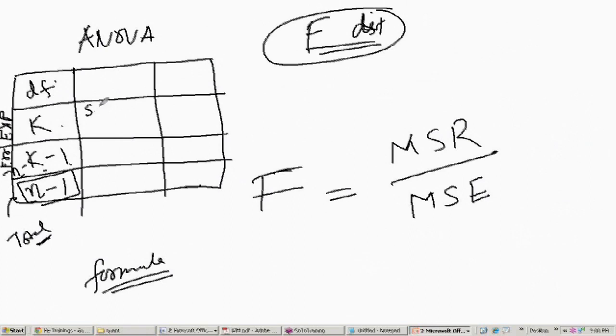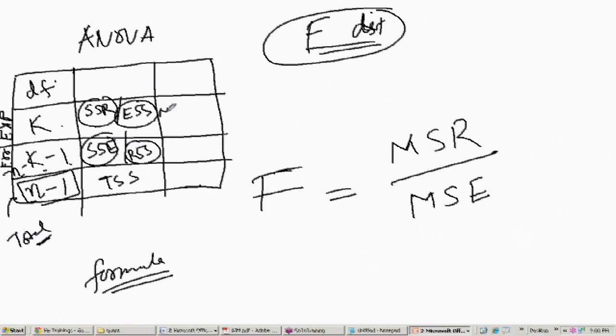Over here, it was sum of square regression, also called explained sum of square. Here it was total sum of square. Here you are saying the sum of square error, or residual sum of square. These two were the same thing: sum of square error or residual sum of square, and sum of square regression or explained sum of square.